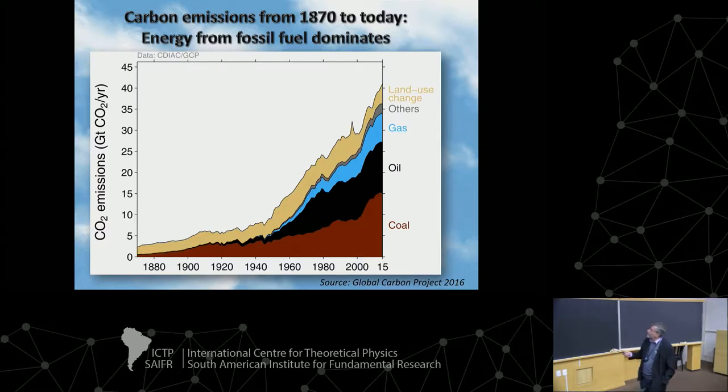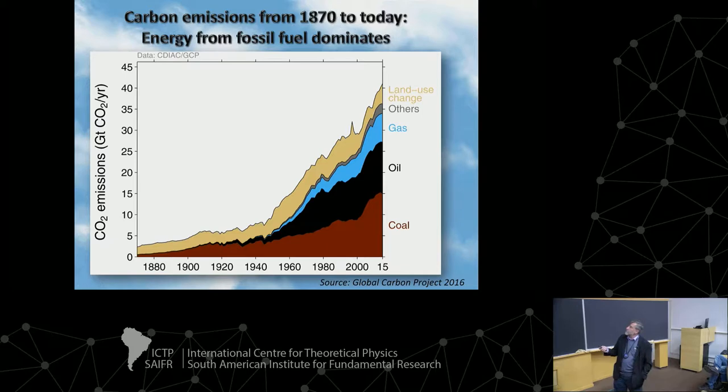This is CO2 emissions in gigatons of CO2 per year. Right now, we are emitting 40 billion tons of CO2 per year. From the beginning of the Industrial Revolution until recently, you can see that 80 to 90% of the emissions are fossil fuel emissions, and about 10% is associated with land use change.